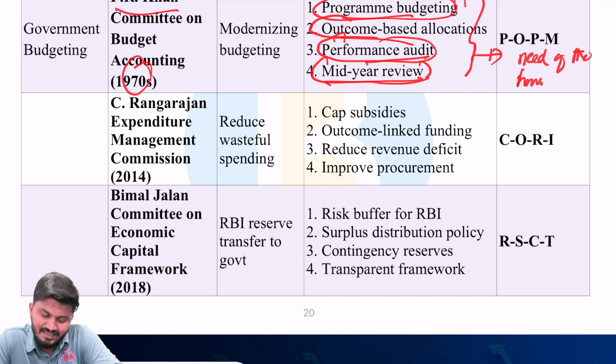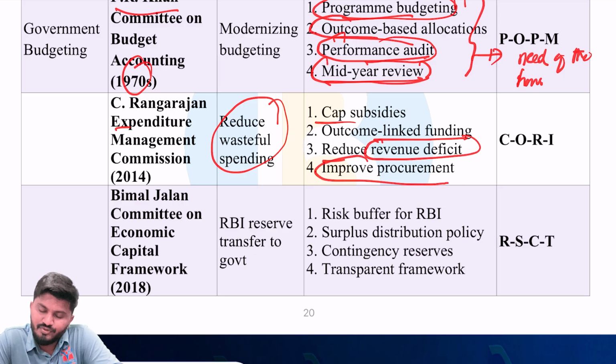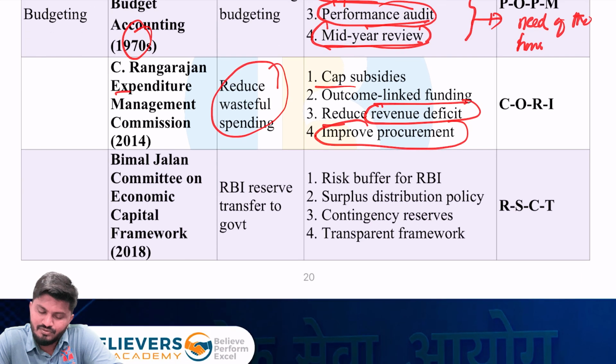Next is C. Rangarajan Expenditure Management Commission. Aim is to reduce wasteful spending. How do you address this wasteful spending? One is cap on subsidies, outcome linked funding, reducing revenue deficit, and improving the procurement. All these things could address the above issues.